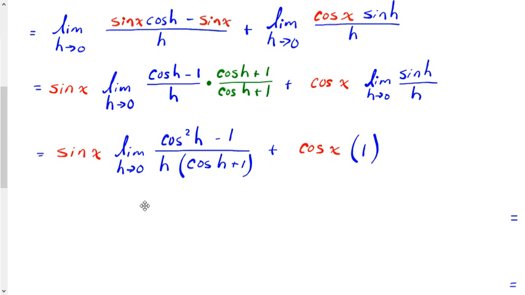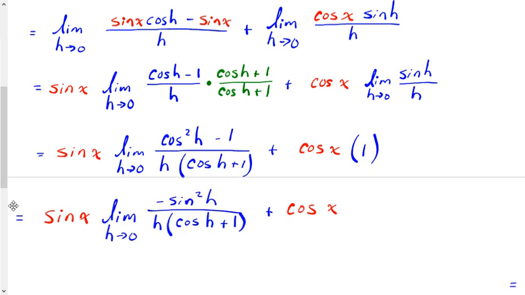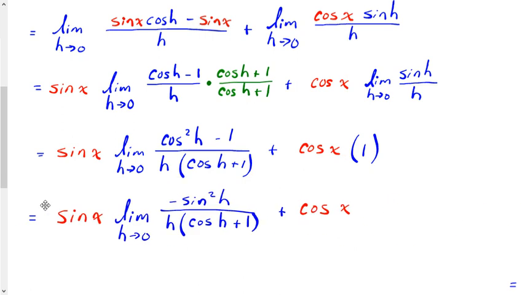Now here, as we look at this, after I've multiplied those conjugates together in the numerator, this is the opposite of what I'm looking for. So this isn't equal to sine squared h. This is equal to negative sine squared h. So that's what my numerator looks like there.